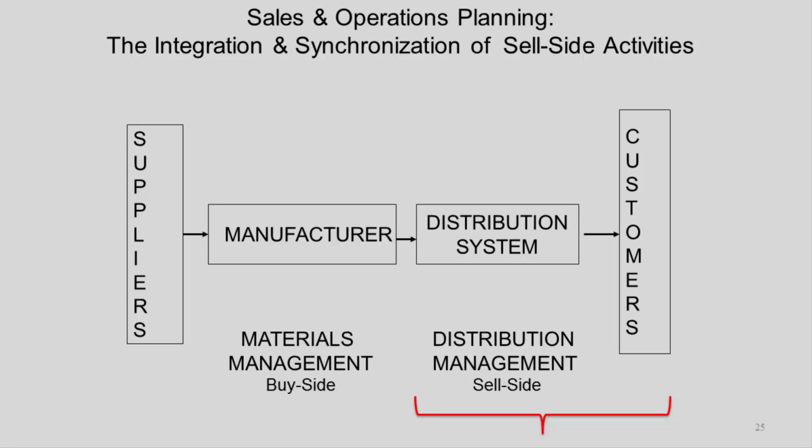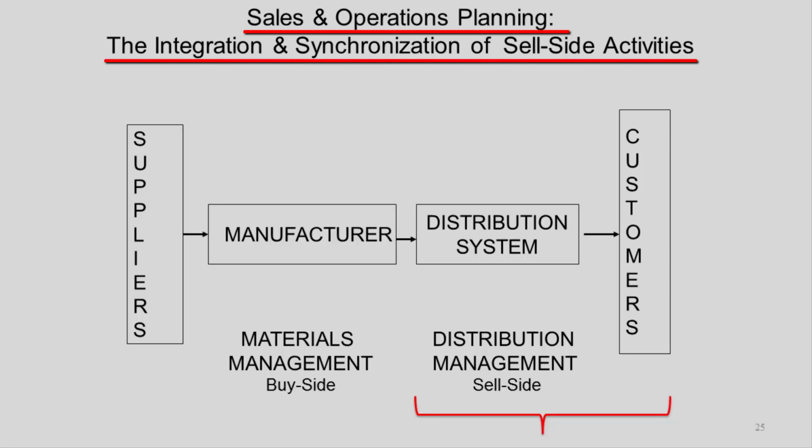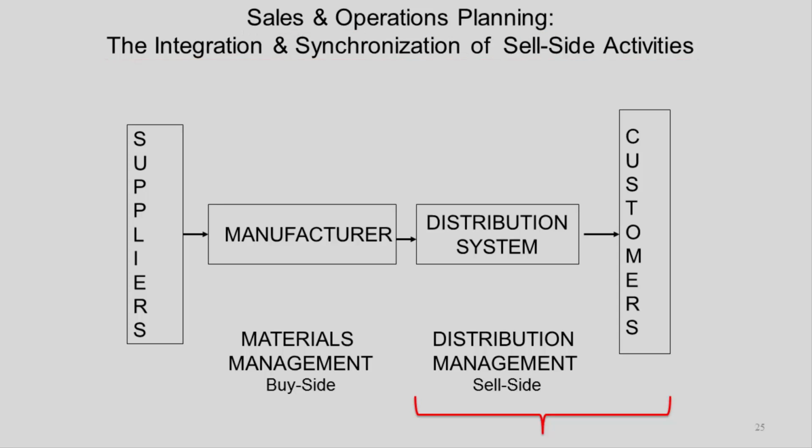We're going to move over now to sales and operations planning, but the integration and synchronization of sell-side activities, as you see in our slide title. We've talked about the buy side: materials management, MRP, gross to net exploding, lead time offsetting, some pretty significant detail. Those were all buy side activities. We're going to switch over to sell side.